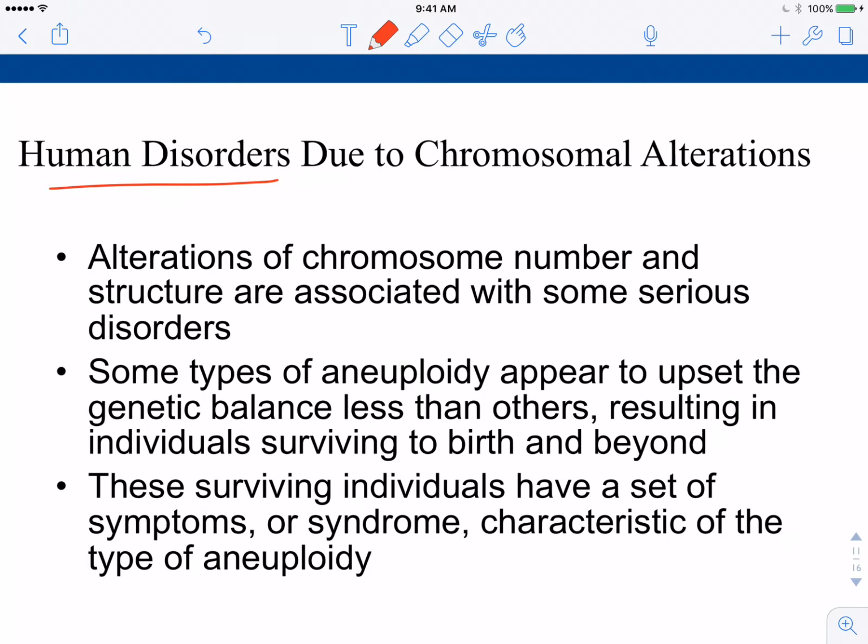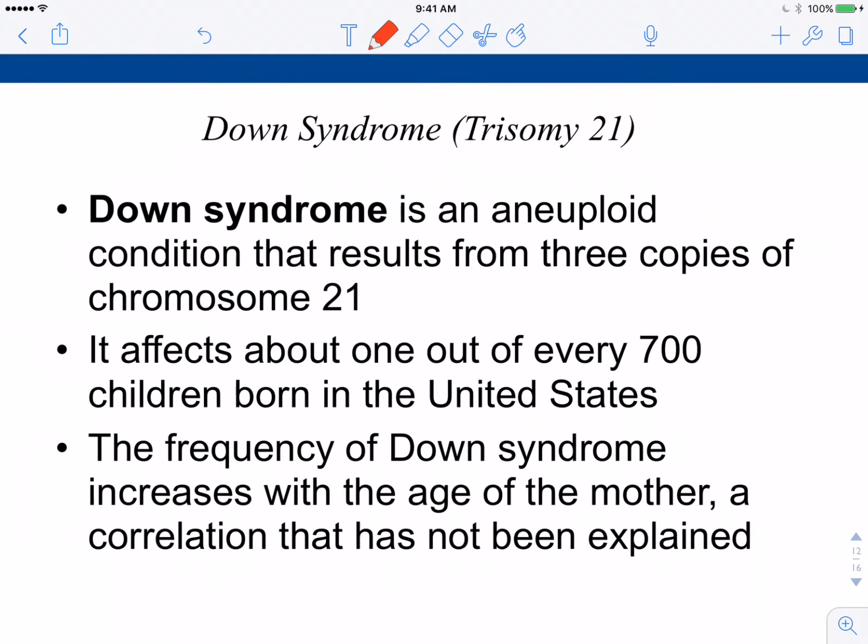Alterations of chromosome number can be associated with some very serious disorders. And some types of aneuploidy upset the genetic balance a little less than others, resulting in individuals surviving to birth and leading lives of about normal length. But individuals who do survive have a set of symptoms or a syndrome that is characteristic of whatever type of aneuploidy it has. The most common aneuploidy, the one we're most aware of, is Down syndrome.